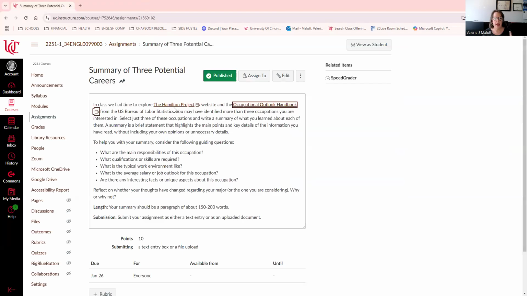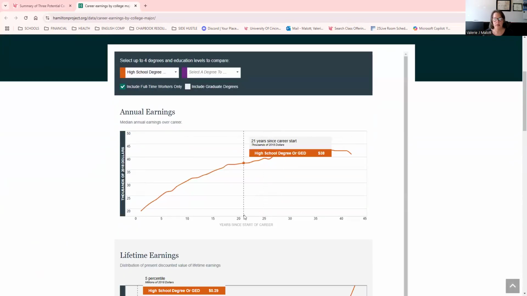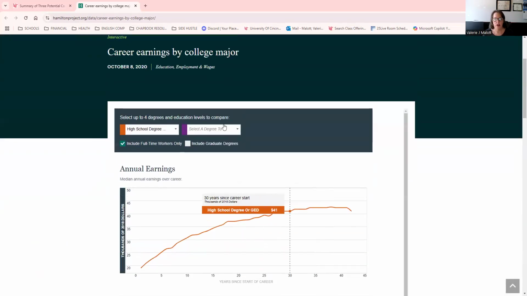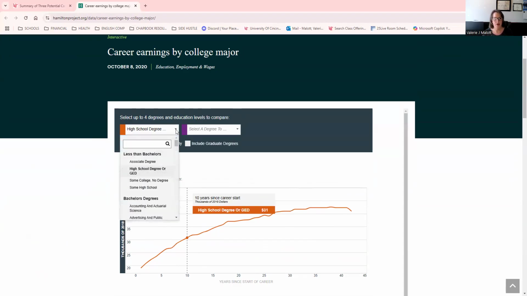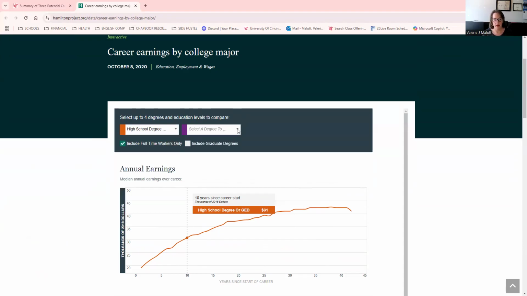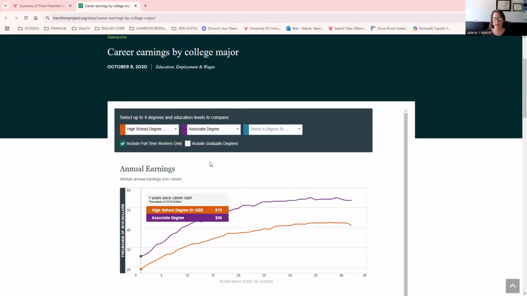I do provide you with the Hamilton Project website, and this is interesting as well, just to compare. So they have these graphs, they're interactive graphs where you can select up to 4 degrees in education levels. So we start with high school, right? They say it's a high school degree. Someone who has graduated from high school or has a GED, right? And then we can plug in an associate's degree. So if you are just wanting to stop your education after 2 years, you get your associate's. By doing that, you're already boosting your potential income, right? Over just having a high school degree or high school diploma or a GED, right?